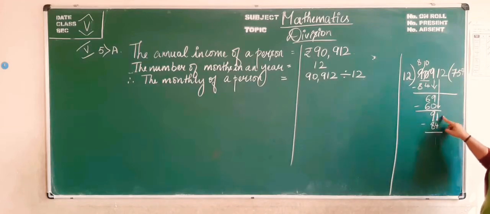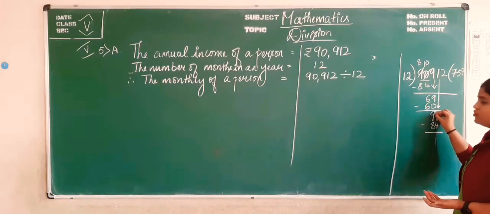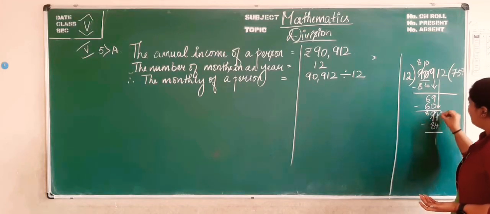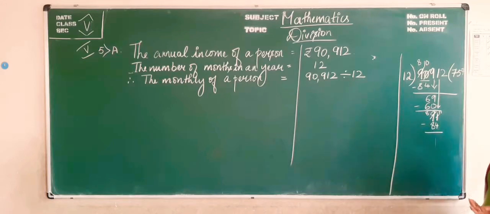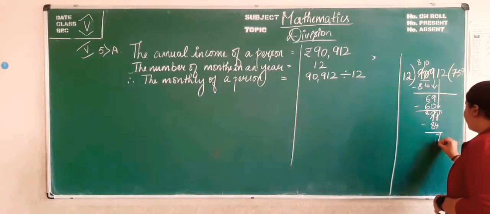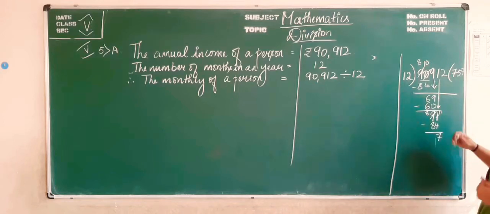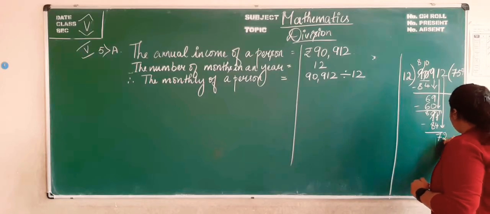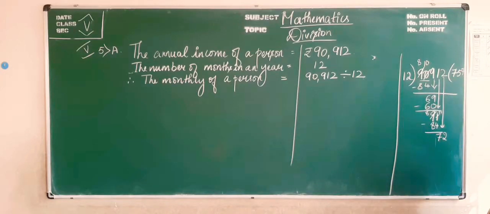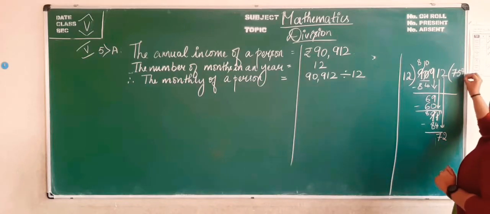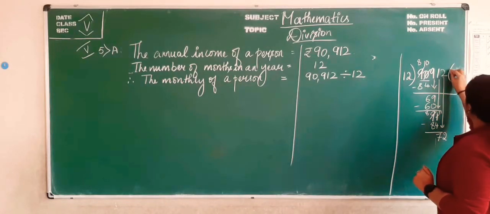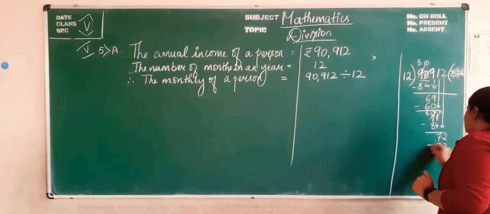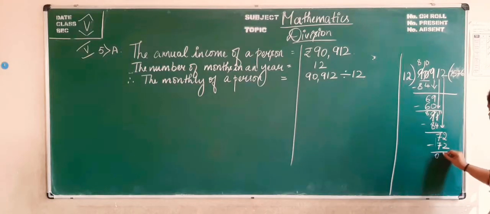Now, can I subtract 8 minus 4? No. So what should I do? I should borrow. 8 counts, 1 goes, 11 counts. What is 11 minus 4? Yes, 7. Now what should I do? After subtraction, I should bring 1 digit down. So I will bring 2 down. So 12, how much for 72? Right, 12 sixes are 72. So 72 minus 72 is 0.